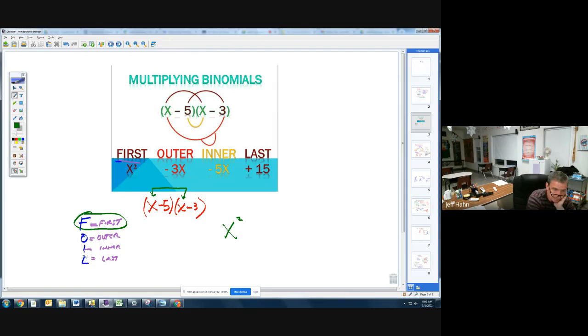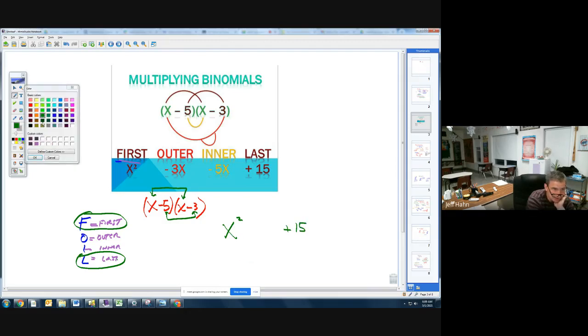Okay, and then I'm going to skip right to the last one, just for fun. The last term is what you get when you multiply the two last things together, and that also will not combine with anything in the end. You're just going to get a plus 15. Now, what usually happens here, as long as these binomials play friendlily, is that the outer terms and the inner terms are going to be like terms and will be able to be combined. Let me show you what happens on that.